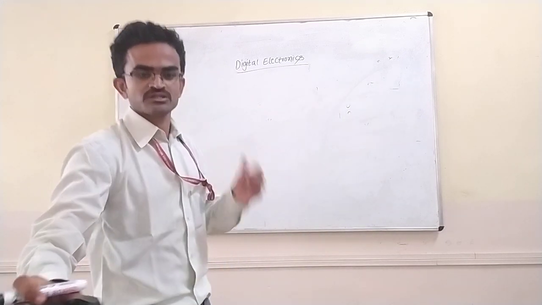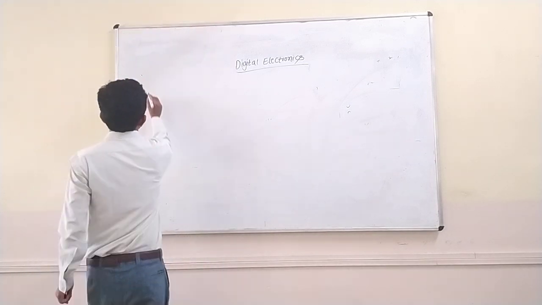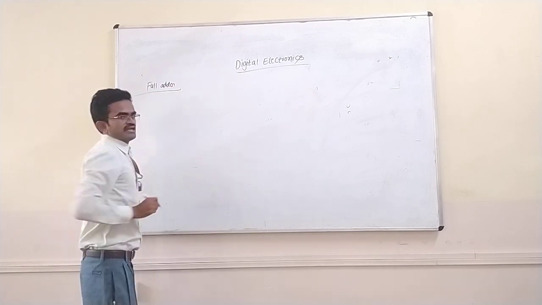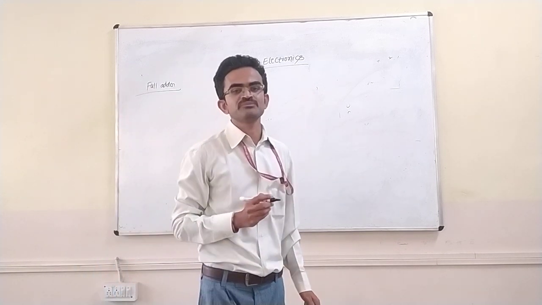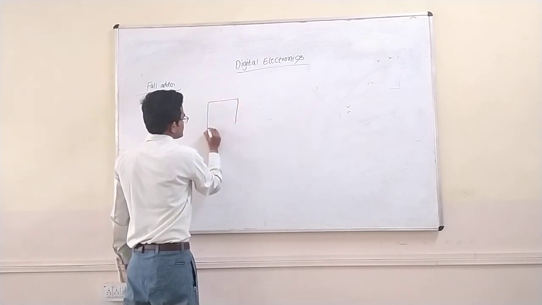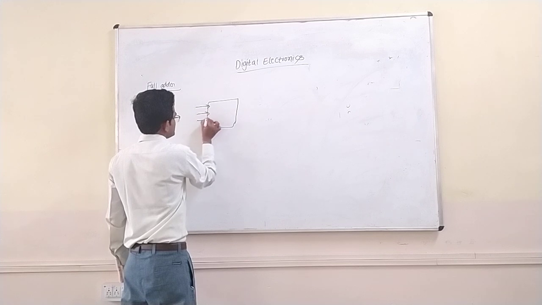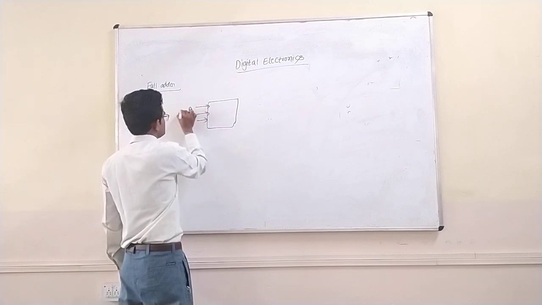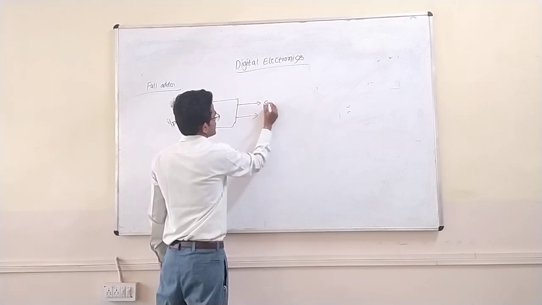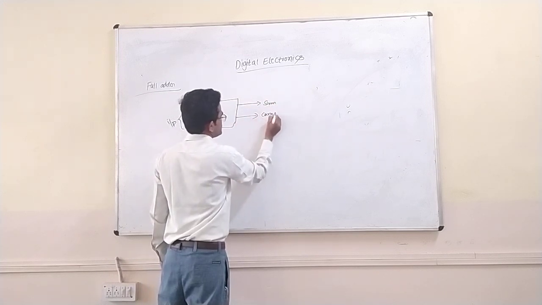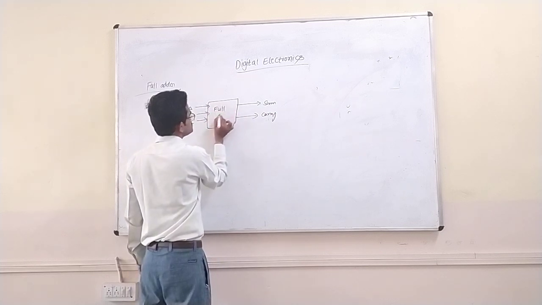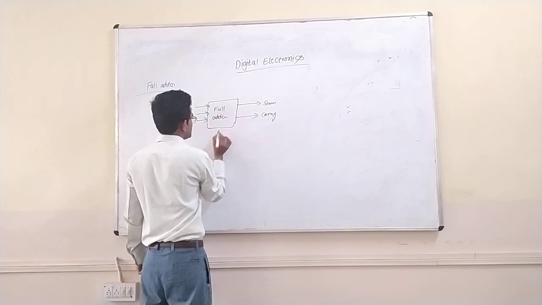Next, I will discuss the full adder. So what is a full adder? It is a circuit which adds 3 binary values. First, write the block diagram for this. I consider 3 inputs, A, B, C. These are the inputs, and it has 2 outputs, sum and carry. So this is the block diagram for the full adder.